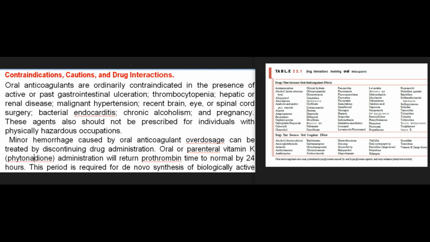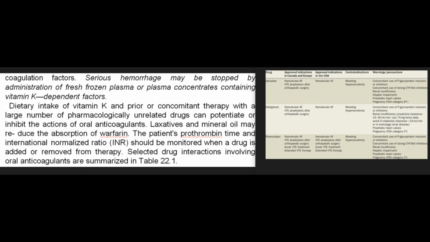Minor hemorrhage caused by oral anticoagulant overdosage can be treated by discontinuing drug administration. Oral or parenteral vitamin K, phytonadione, administration will return prothrombin time to normal by 24 hours. This period is required for de novo synthesis of biologically active coagulation factors. Serious hemorrhage may be stopped by administration of fresh frozen plasma or plasma concentrates containing vitamin K-dependent factors.